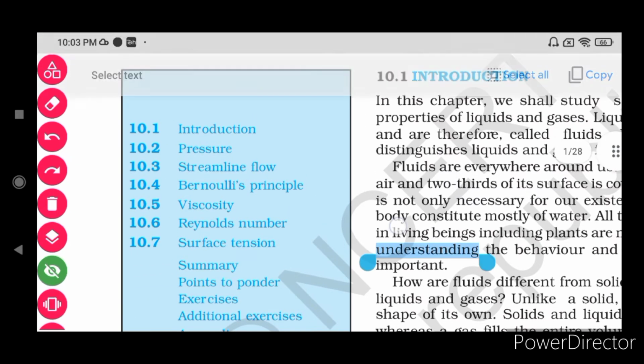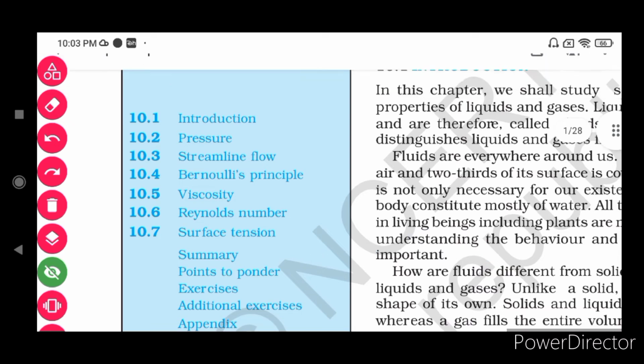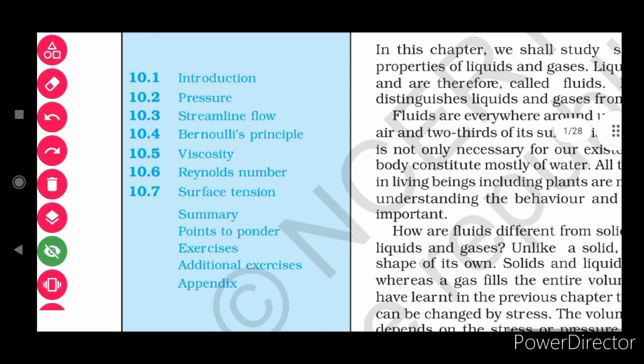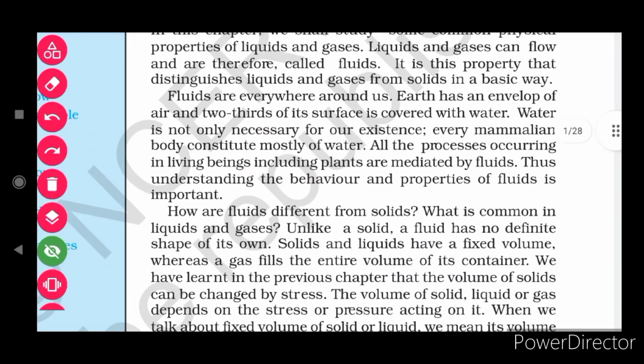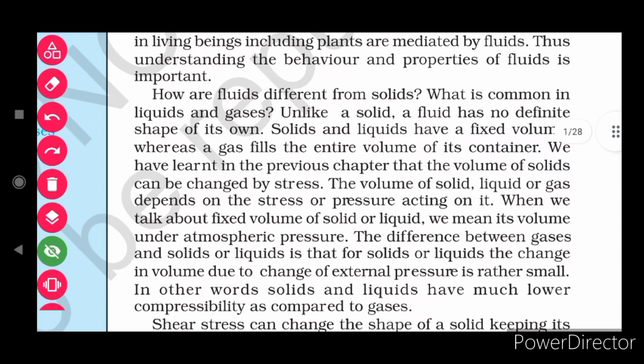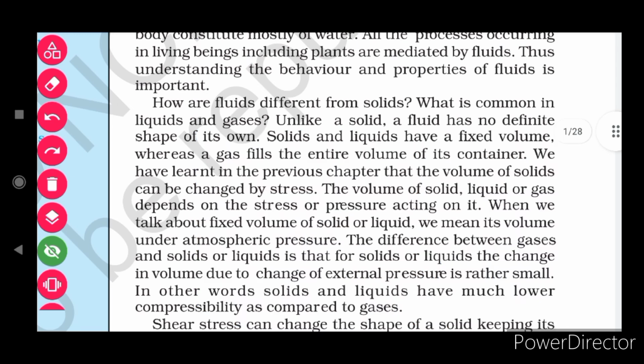Then in this chapter, we have to study about pressure, streamline flow, the very important Bernoulli's theorem, viscosity, surface tension, and Reynolds number. Now the second paragraph is not very important. Third paragraph, just see. Now we'll start from the third paragraph, the introduction paragraph.